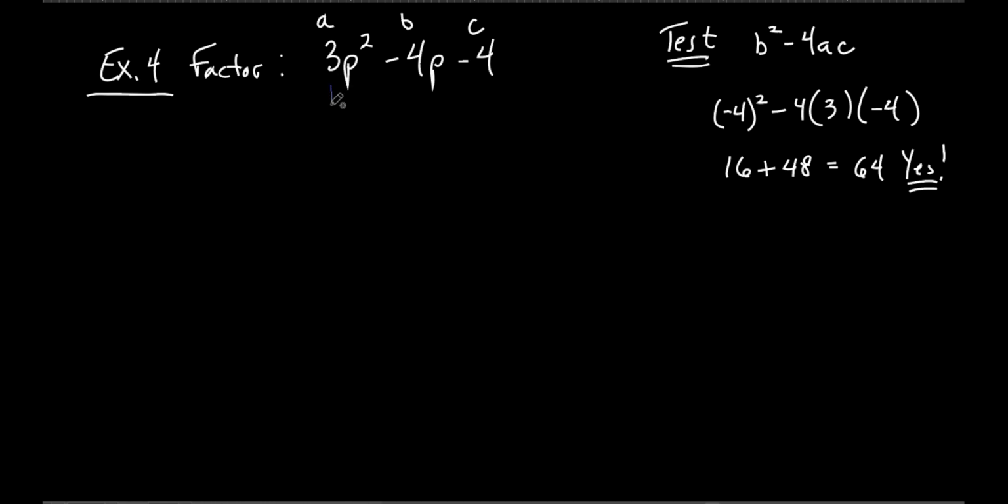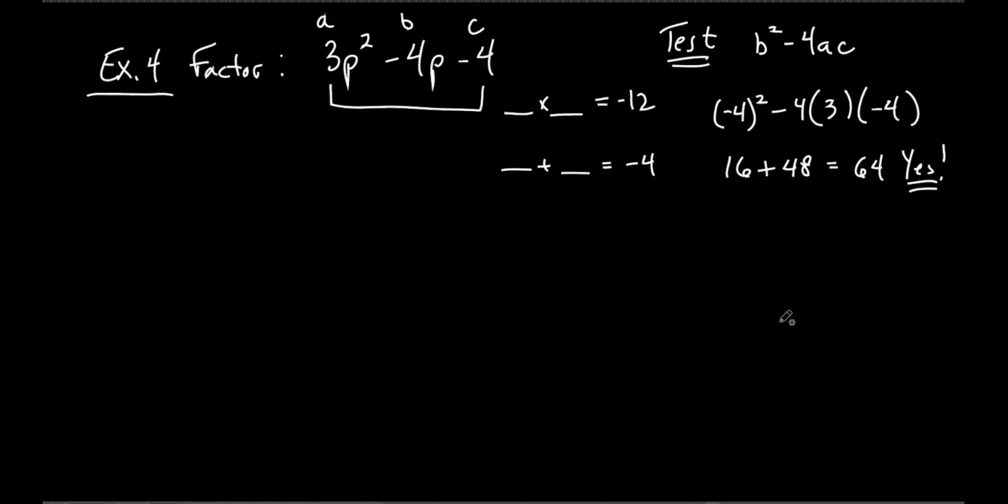What do we do first? Take the last two numbers, the two numbers right there, the 3 and the negative 4, we're going to multiply them together. What does it multiply together to be? Negative 12. So we need to find two numbers that multiply to be negative 12, and those same two numbers have to add up to be what? Not negative 12, but what? Negative 4, the one in the middle, okay, that middle coefficient.